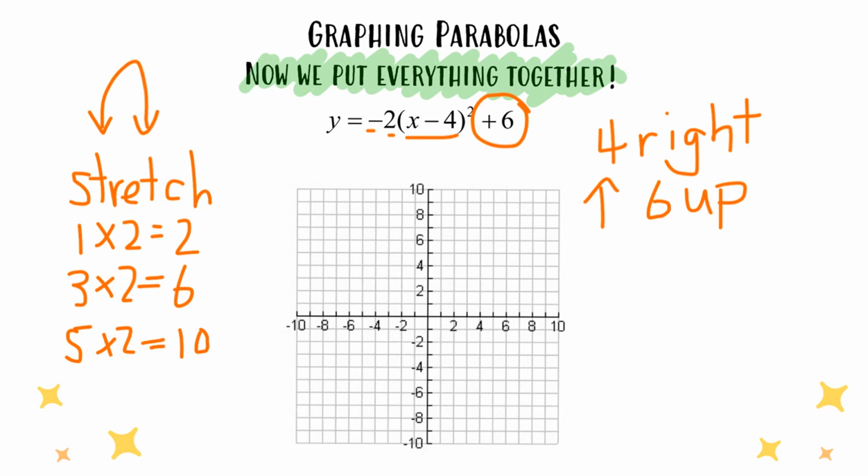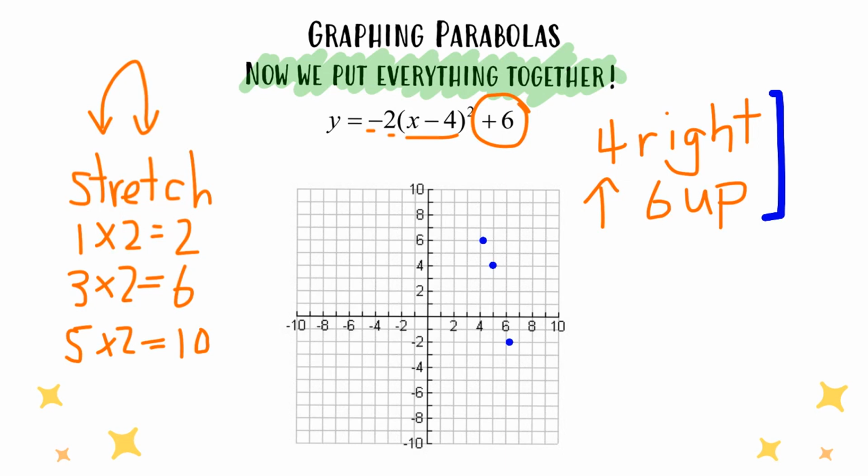Okay, so we're going to begin with our vertex. To find our vertex, we only really need to be looking at these 2 pieces of information. So we're going to be going up 6 and 4 units to the right, which means our vertex is going to be at (4, 6). Now, I know that we have a reflection, so we're going to be going down, and our step pattern is 2, 6, 10. So starting at that vertex, I'm going to go 1 unit to the right. You always only move 1 unit to the right, and then you're going to go 2 units down. Then another unit to the right, and this time we're going 6 units down.